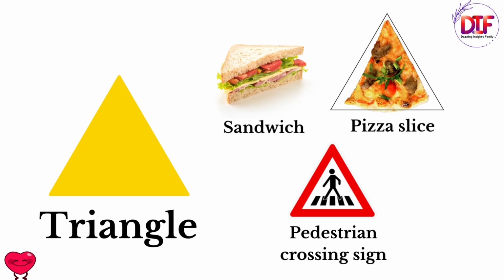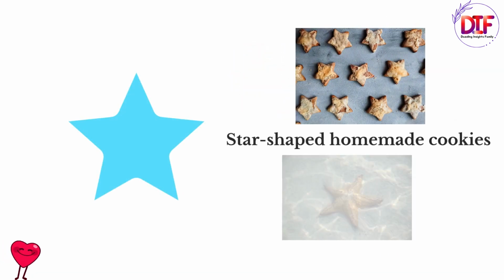And another good example of the shape triangle is a pedestrian crossing sign. When you take a walk or you're driving in a car and then you see the sign, you should know that it is a pedestrian crossing, and then you need to slow down and let the people walking on foot go first. Okay?